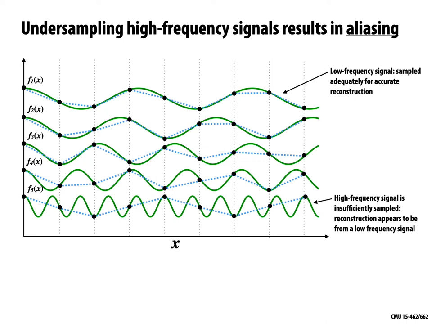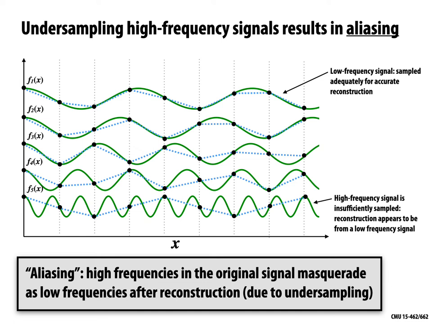Well, here we got really, really unlucky. These sample points show up at just the wrong location so that when we now connect them by straight lines, it looks like we have a sound that's much lower frequency than the one we were actually listening to. And so in this case, this is what we mean by aliasing. High frequencies in the original signal, quickly oscillating waves, masquerade as low frequencies after we perform the reconstruction because we've undersampled.